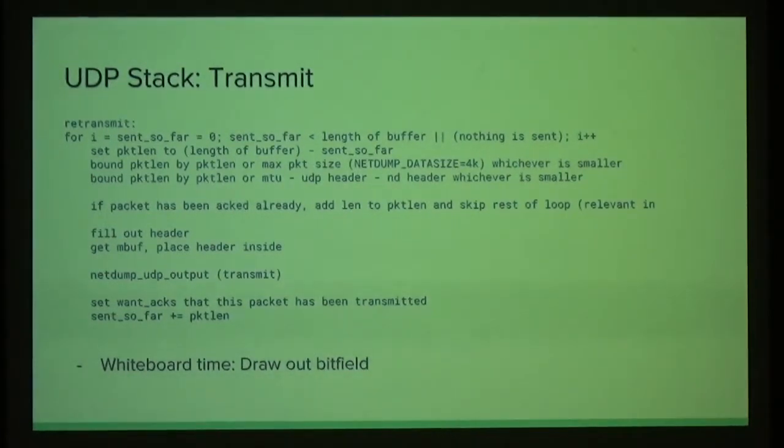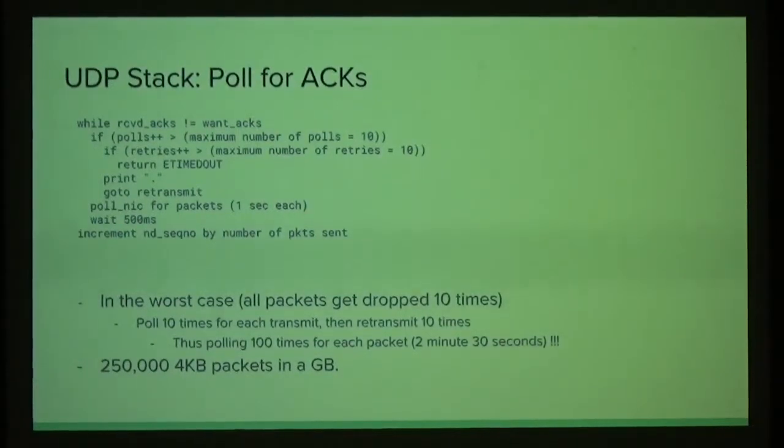I'm going to draw this out after we talk about the ACK part, so you'll know how this performs when you lose packets. Okay, so next, you poll for all your ACKs. While the received ACKs bit field is not the same as the ACKs you want, you go through and you poll a maximum of 10 times. And if you poll and it's not ready, do a retry. And if you retry 10 times, then you time out.